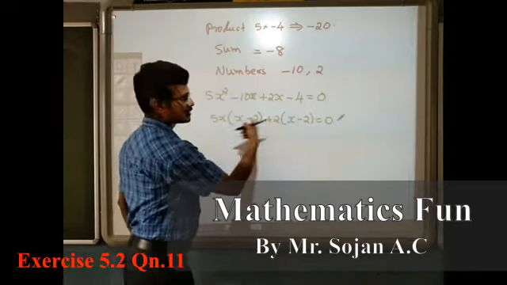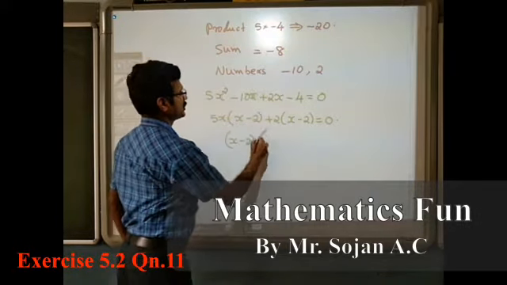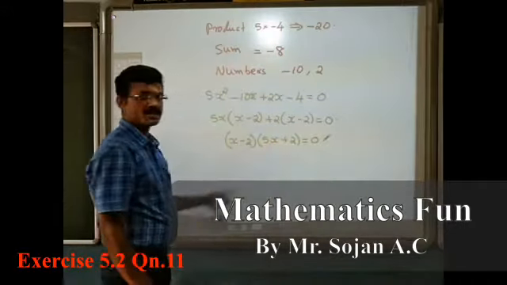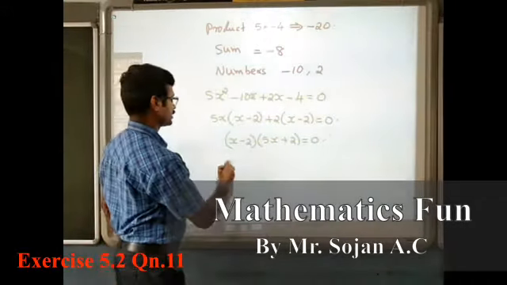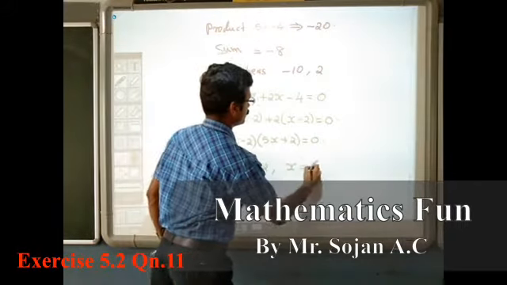So now x minus 2 is common. I am taking x minus 2 common. Here 5x plus 2 is equal to 0. Now by the zero product rule we will get x is equal to 2 and x is equal to minus 2 by 5.